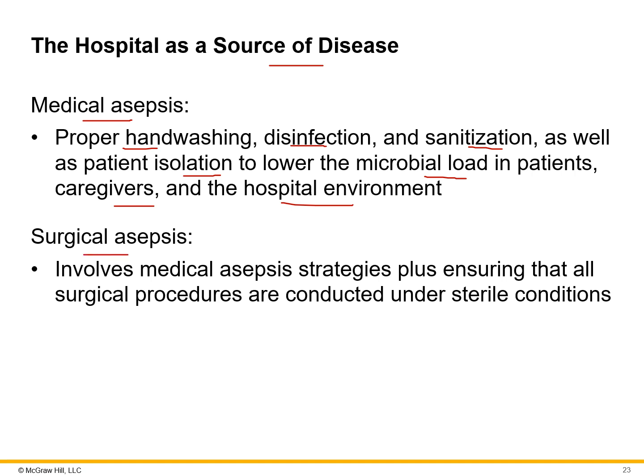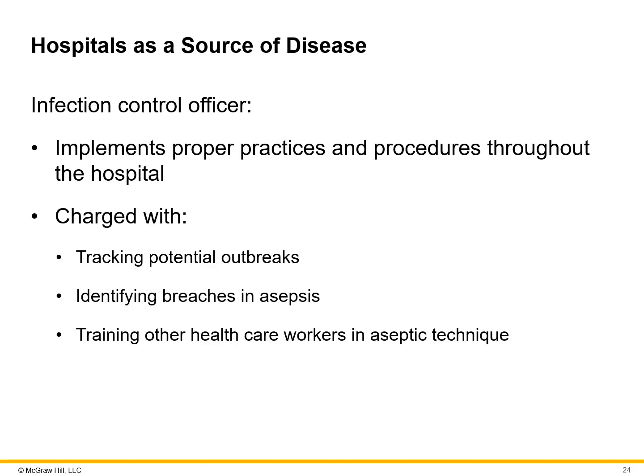And then some examples of the surgical asepsis. So again, those strategies, plus ensuring that all the procedures are conducted in sterile conditions. So not only the equipment, but also just the way in which they're doing the surgeries. So then the infection control officer, they're implementing the proper practices. So they track potential outbreaks, they identify breaches of asepsis, and they're involved in the training to help with that aseptic technique.